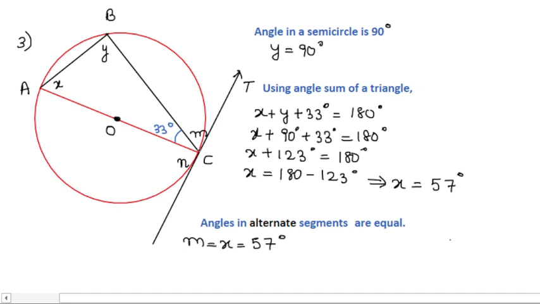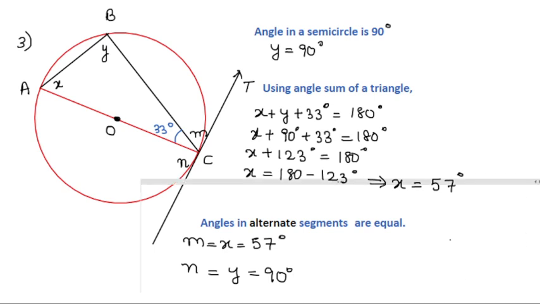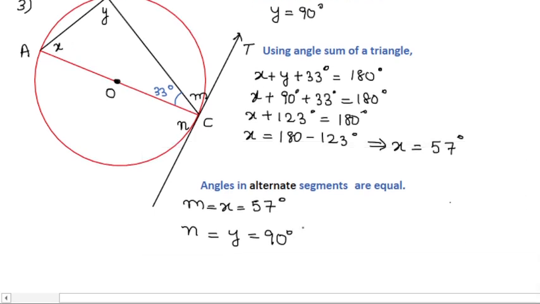So the angle between a tangent and a chord, which is n, is equal to the angle in the alternate segment, which is y. Y is formed in this segment. N is also inscribed in this segment. So I get n equals y equals 90 degrees using this particular theorem. However, you can also write another reason for n, which says tangent is perpendicular to radius. This reason is only applicable to n, not to m.